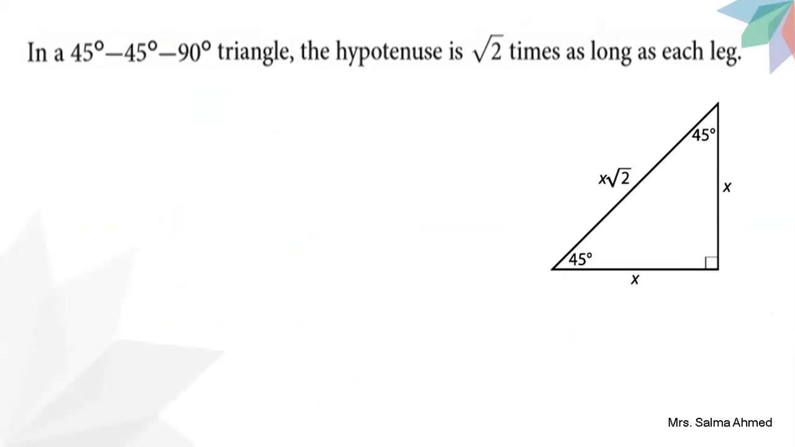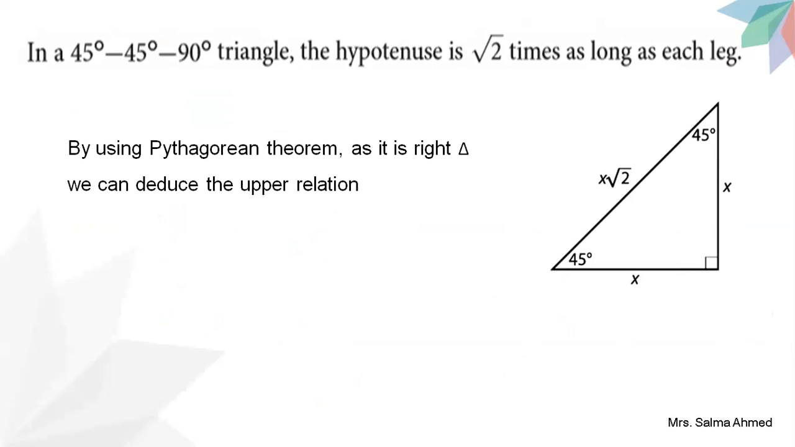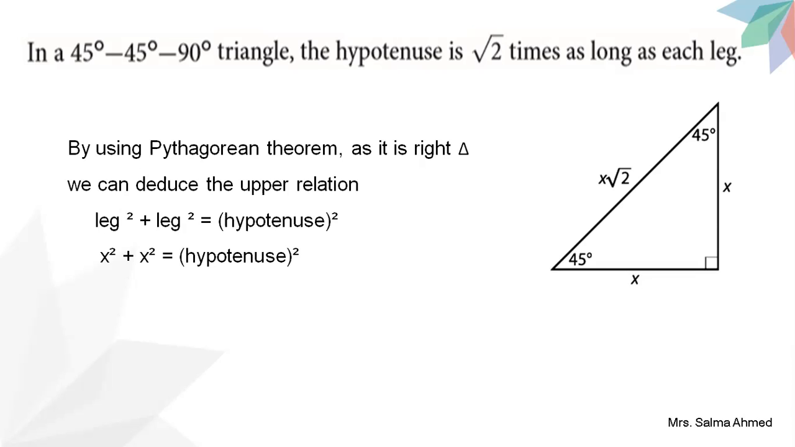So how can we deduce it? By using the Pythagorean theorem, as it is a right triangle, we can deduce the relation. Leg squared plus leg squared gives the hypotenuse squared. The legs are x, so I substitute: x squared plus x squared gives hypotenuse squared. So it will be 2x squared equals hypotenuse squared. I need to get the hypotenuse, so I take the square root of both sides. The hypotenuse equals the square root of 2x squared, which gives x root 2. Here we have the same answer as the rule that was given to me.